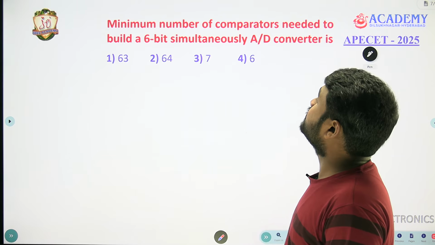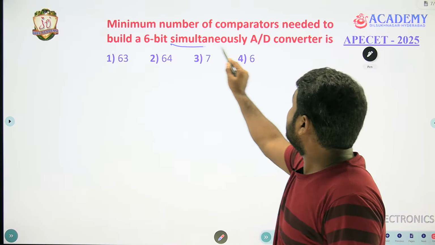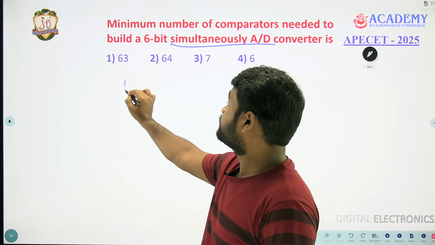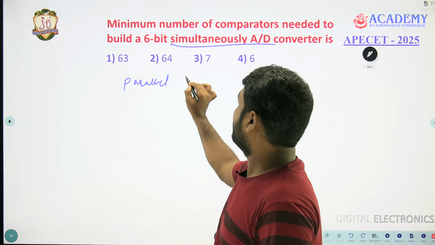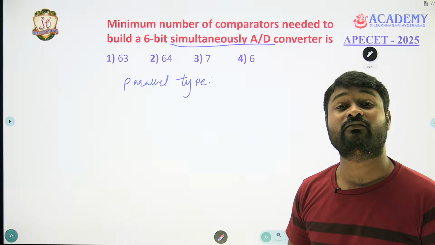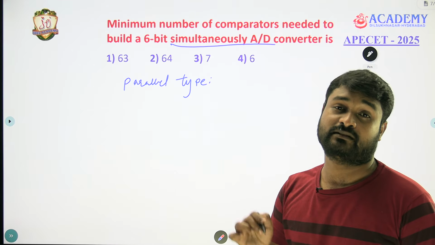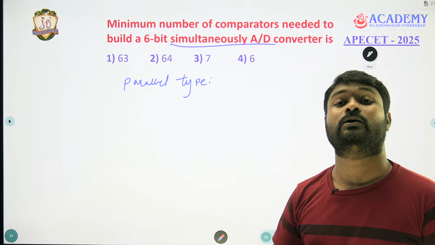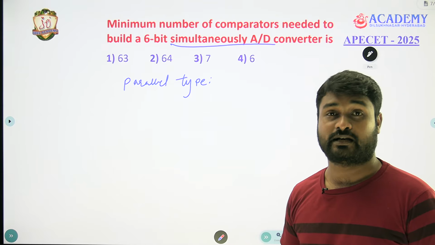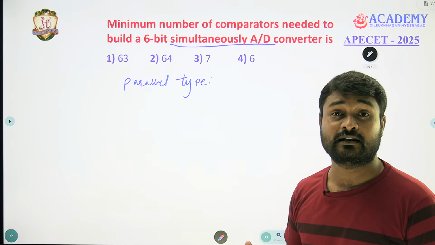The question: minimum number of comparators needed to build a 6-bit simultaneous A to D converter. This simultaneous A to D converter is nothing but the parallel type. The parallel type works with a number of comparators and a number of resistors. You have to make a resistive division. If you want to convert n bits, you require 2 to the power n minus 1 comparators and 2 to the power n resistors.